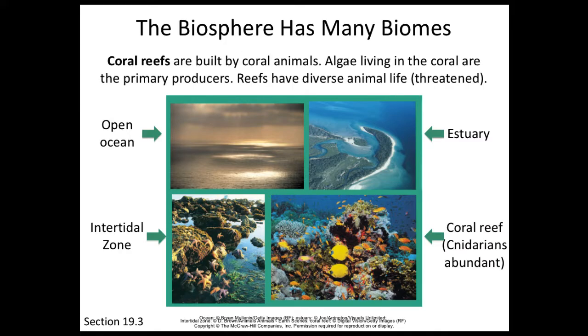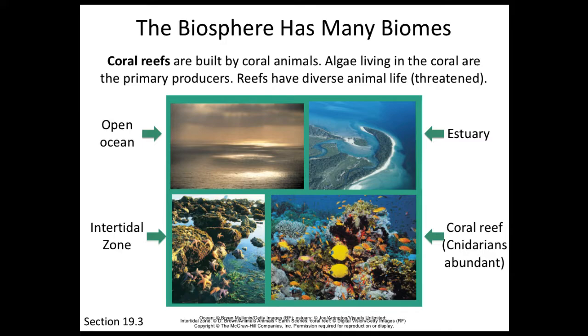And our last biome is the coral reef. Coral reefs are built by coral animals. Algae living in the corals are the primary producers. Reefs have very diverse types of animals that live within them, many of which are being threatened today, thanks to climate change and global warming.